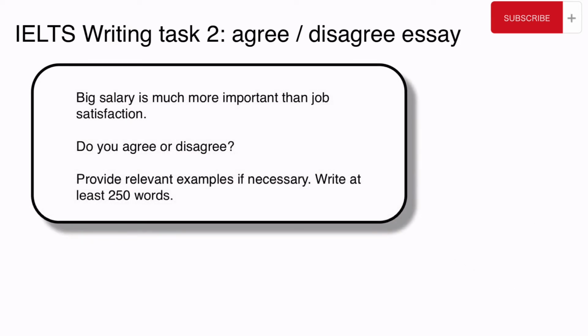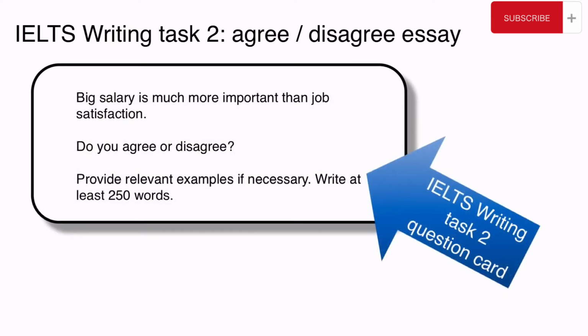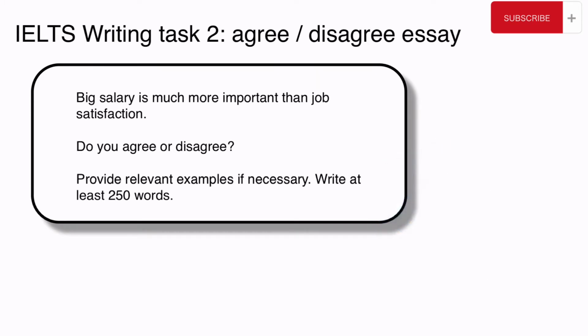Here's an example of an IELTS Writing Task 2 question that you can get. Let's read the question card. Big salary is much more important than job satisfaction. Do you agree or disagree? Provide relevant examples if necessary. Write at least 250 words.